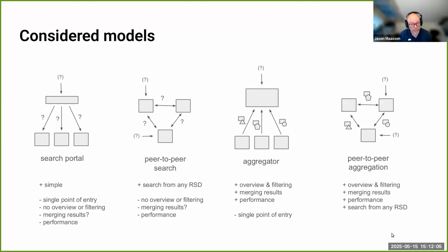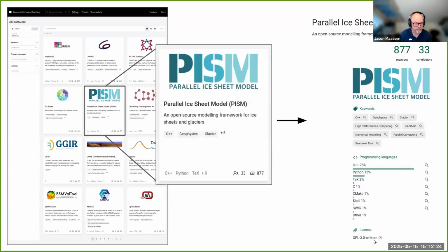which we didn't want to have. So in the end, we decided to go with a peer-to-peer approach to aggregation, where every directory can actually connect to any other directory, get results from the software that's stored there, and show these results combined with the software that's available locally. And then you have the best of all worlds, basically.